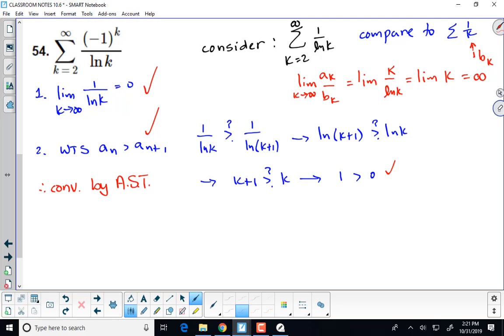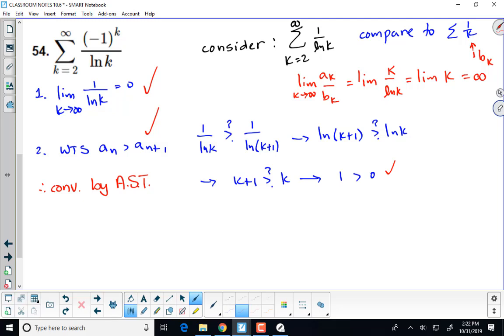So this series b sub k is a divergent series, and we are comparing to a divergent series. If this limit is infinity, this is like a worst case scenario. The sum has to be going to infinity for sure. Do you agree? So 1 over ln k goes to infinity faster than 1 over k. Is that what you said? Yeah, that would be what we would be concluding.